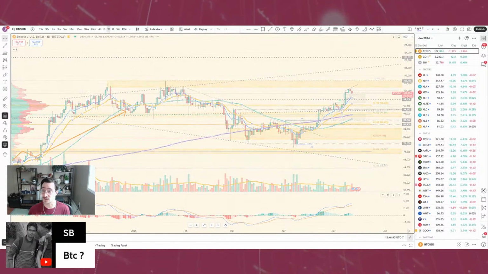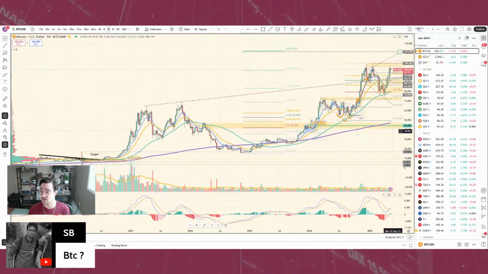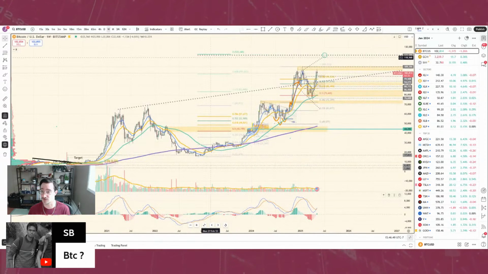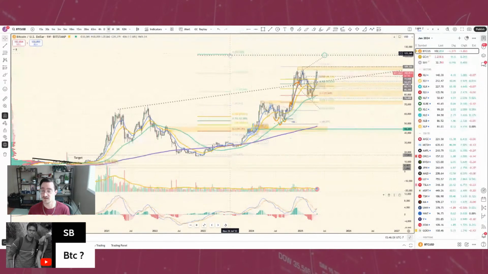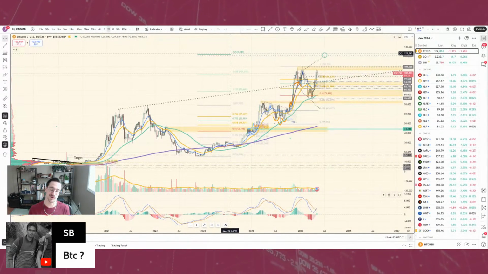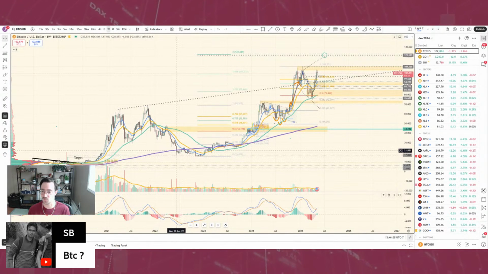I believe what we are going to be seeing here is an extension out of this cup and handle pattern to the two, what's the word I'm looking for here? They're basically double the size of the cup wall here, which is a very standard target.